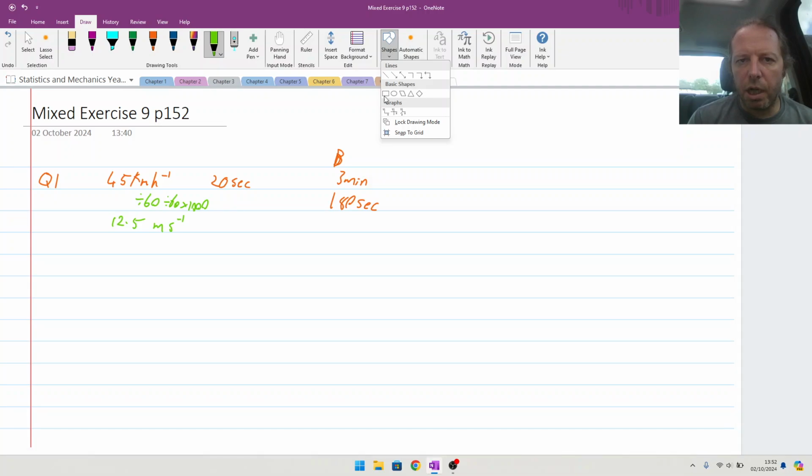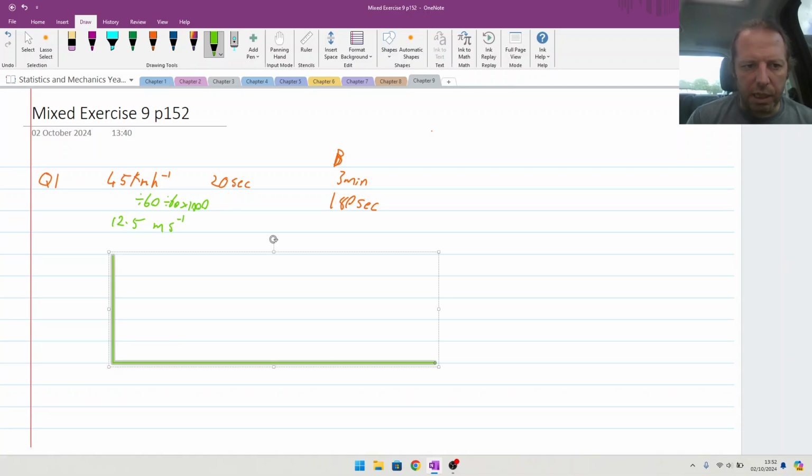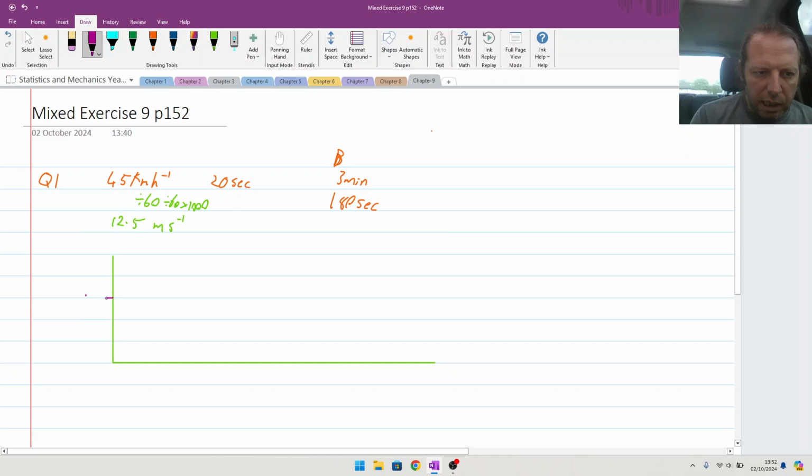So drawing a time graph then, let's have an axis, let's have a set of velocities, here we go, and we are going to have something like 12.5 up here, and this is the velocity in meters a second, and this is time in seconds. And so if we have 1 minute, 2 minutes, 3 minutes, that's 60, 120, 180, and I'll also put the mark in for 20 seconds.